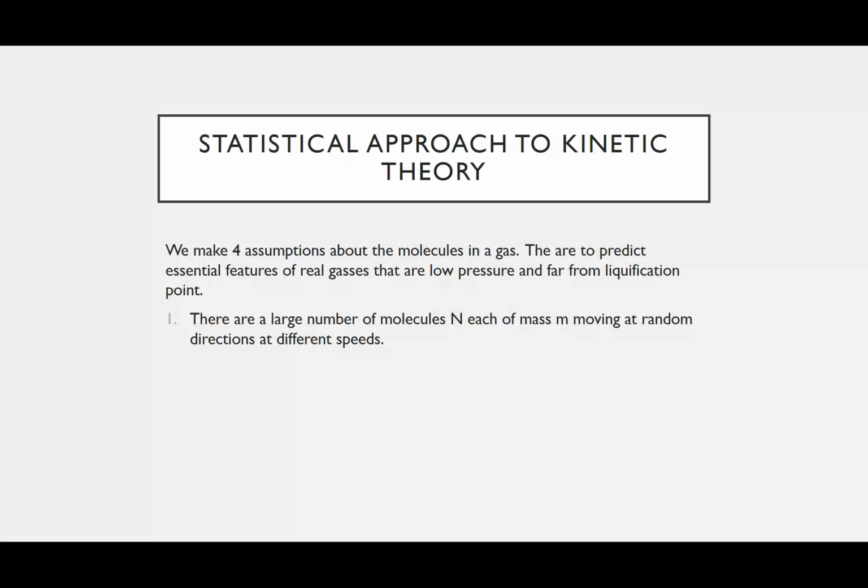Step 1. There are a large number of molecules N, each of mass m, moving in random directions, all at different speeds. So we're saying that the total average energy can be any value, but every individual molecule is allowed to be somewhere on the plus or negative side of that value.